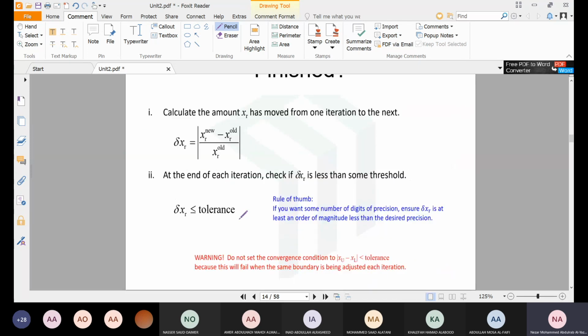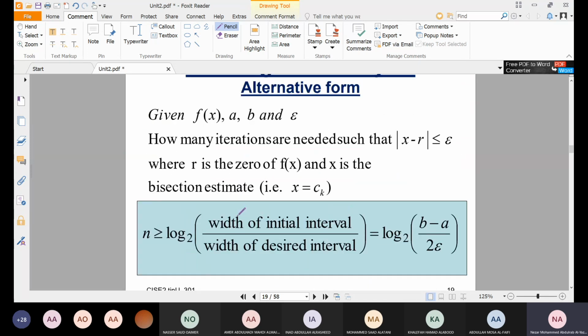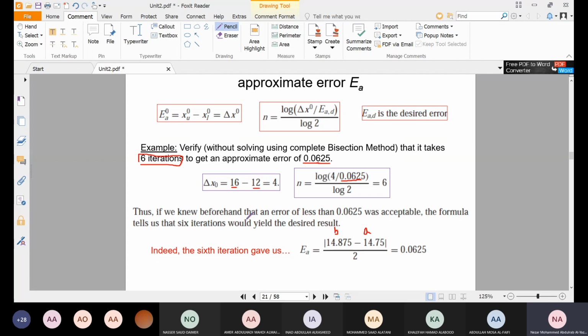Okay, so here what we do also, the same thing here. If you want, for example, to compute the error, the approximation error will be 14.875 minus 14.75 over 2. So this will give us the approximation error that we want to stop.